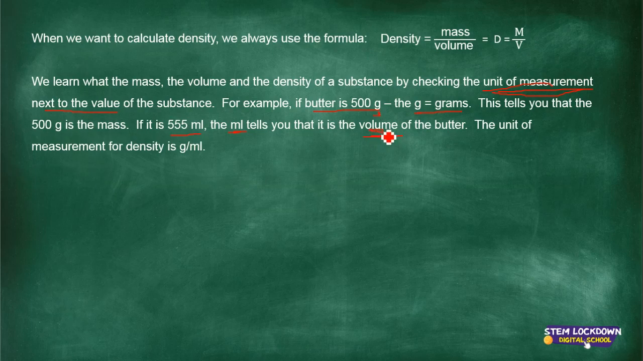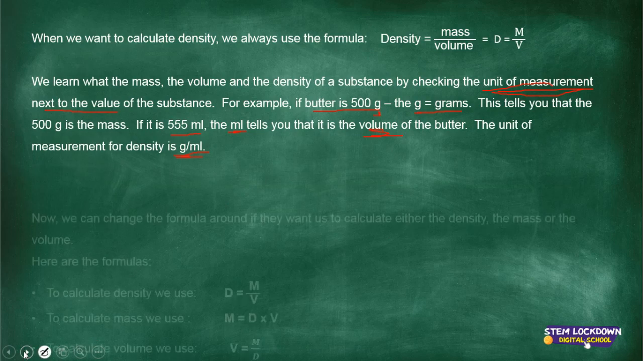So if we look at the unit of measurement, we'll know which one is the mass and which one is the volume. And the unit of measurement for density is grams per milliliter. That means how many grams are in a milliliter. Okay, so I hope that answers your question about how to identify which one is the mass and which one is the volume. You identify it by using the unit of measurement that's next to the value.